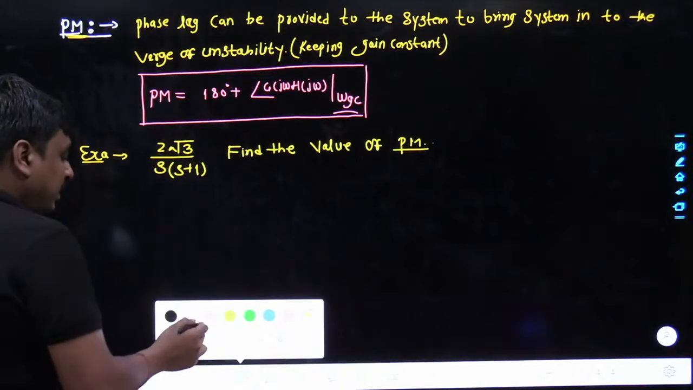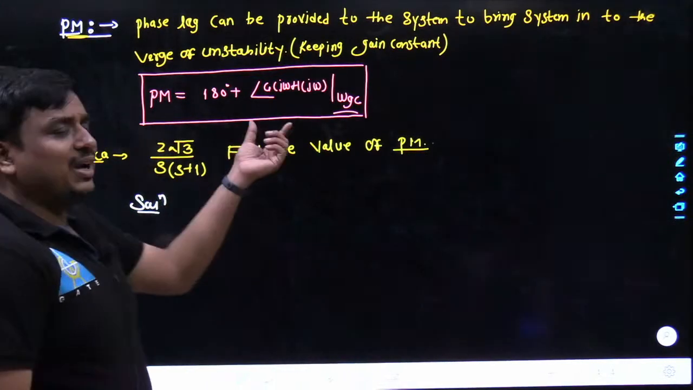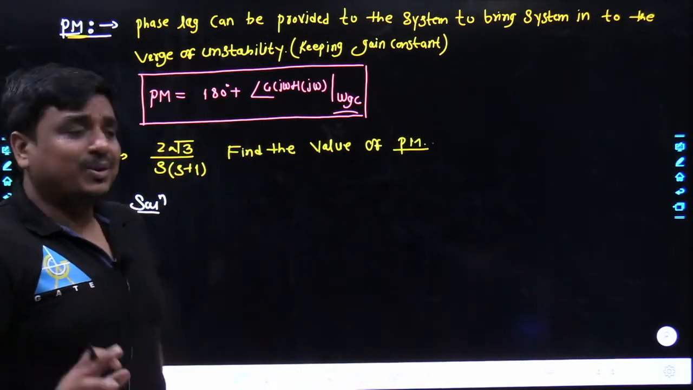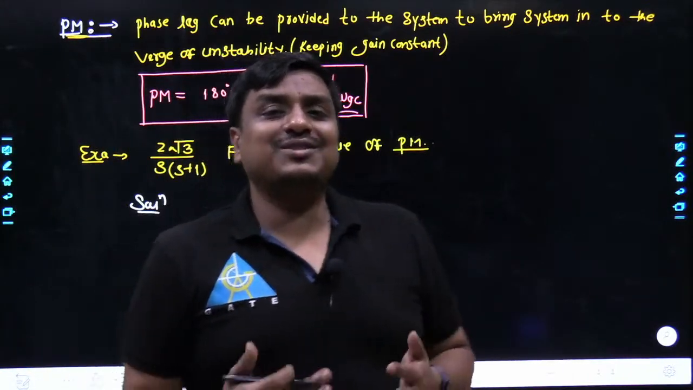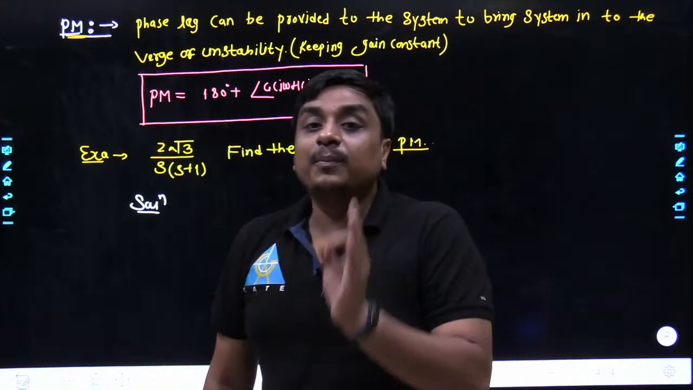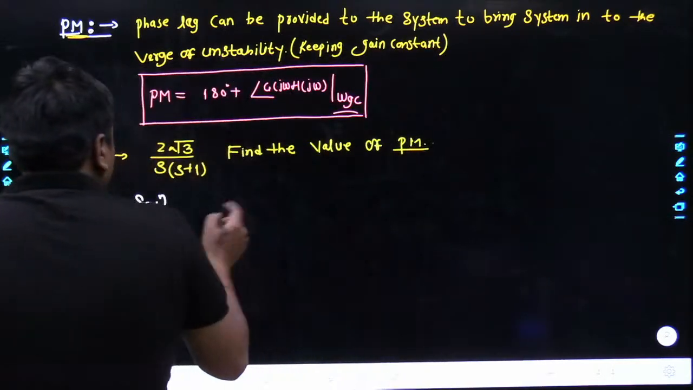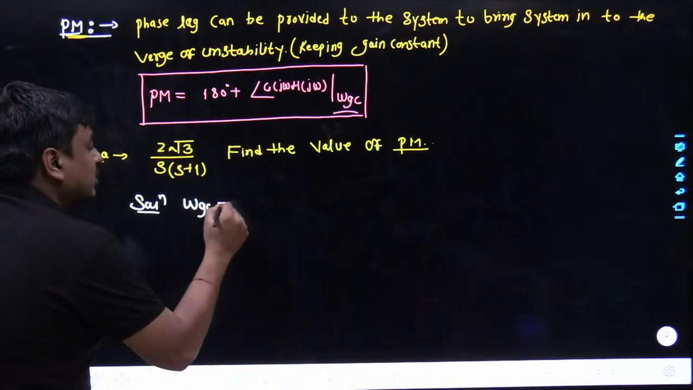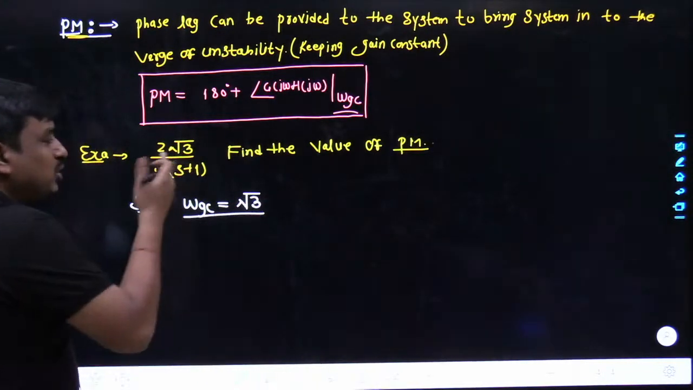May I know what would be the steps of calculation? See, until and unless you are aware of the omega GC, definitely you won't be able to get the value of phase margin. So first focus on the omega GC. What does omega GC mean? The omega GC is the operating frequency at which the gain offered by the OLTF would be precisely 1. And if you recall, the omega GC has already been calculated for this problem and the value was found to be root 3.